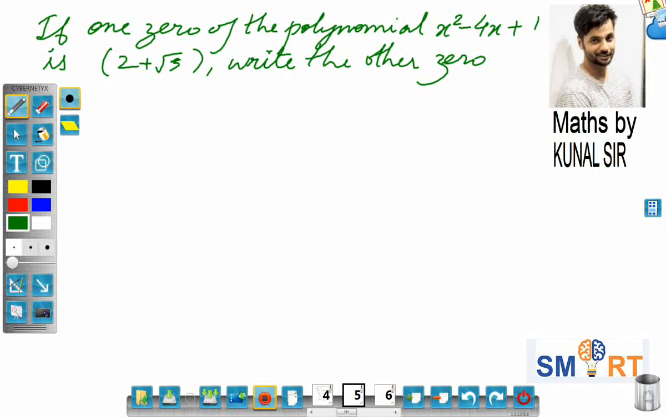Question is simple. Okay, before I start, what do you think we should do? Well, the method is very simple. They have given us one zero and they have given us the polynomial, so we can easily find the other zero. Okay, we just need to use the relationships that we learned. We can use either of the two relationships. Let's say we use alpha plus beta is equals to minus b upon a. We know what is alpha but we don't know what is beta. So let's put alpha as 2 plus root 3.